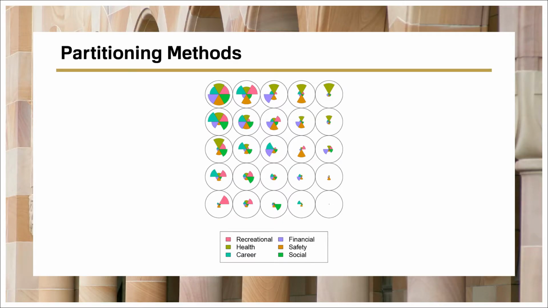As you can see in the map here, each circle is one segment, adjacent segments are similar to one another, and the pie chart inside the circle describes the nature of the market segment it represents.